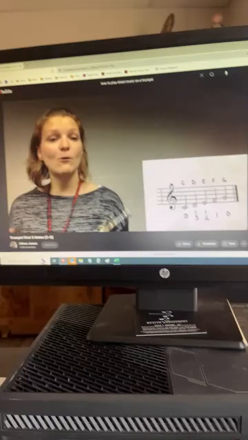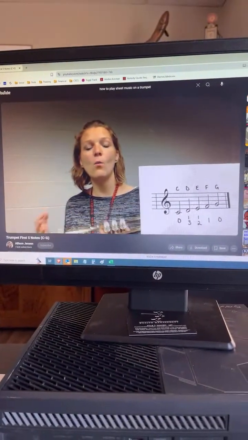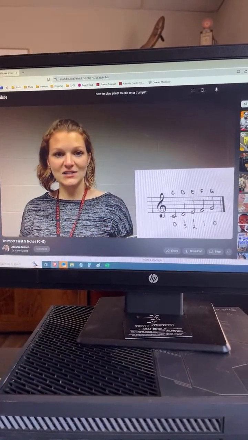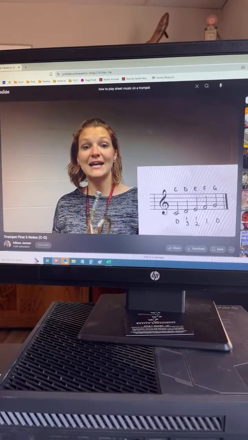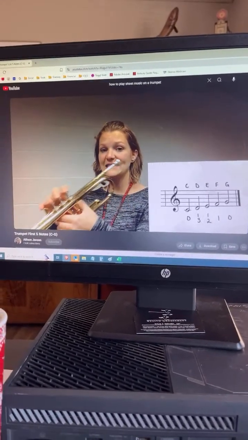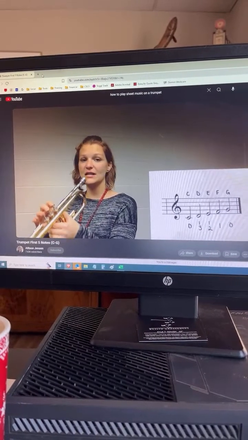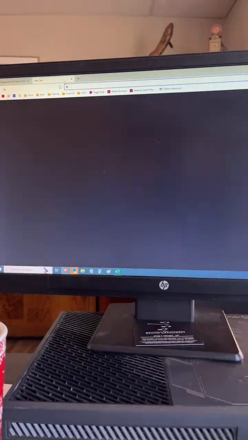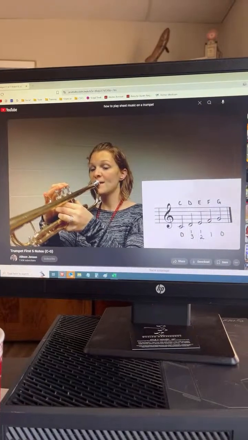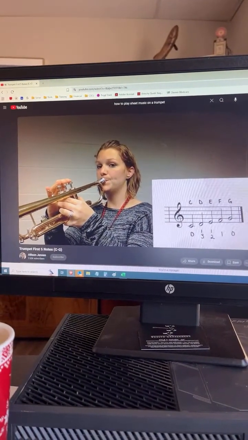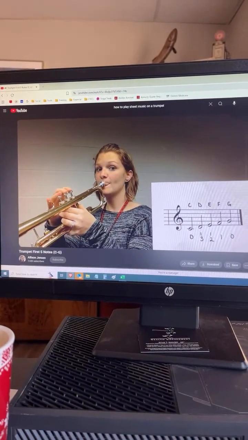Good. Okay. Now we played G earlier, and we're going to play it once more. G is the highest note of our first 5 notes. It's also going to be open, just like C. So lips a little bit closer together. Here we go. Here's G. Try that together.